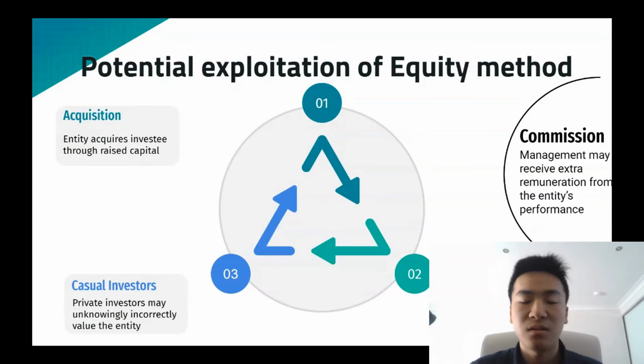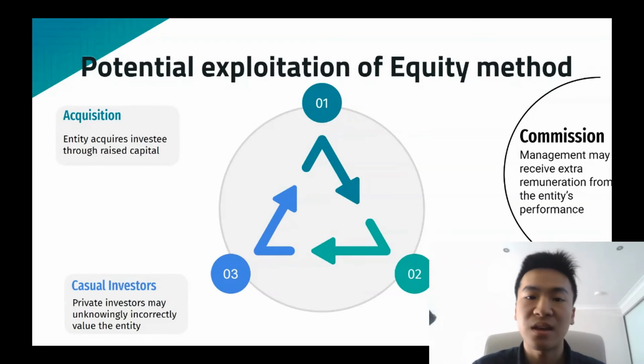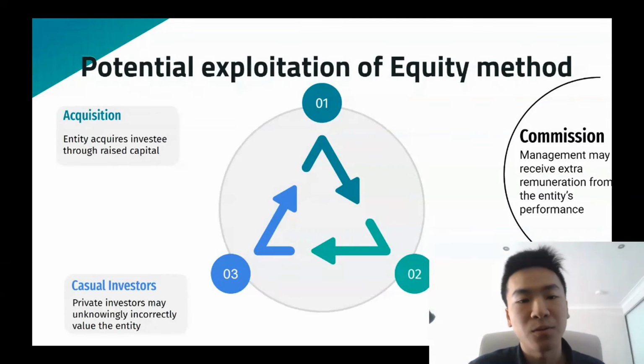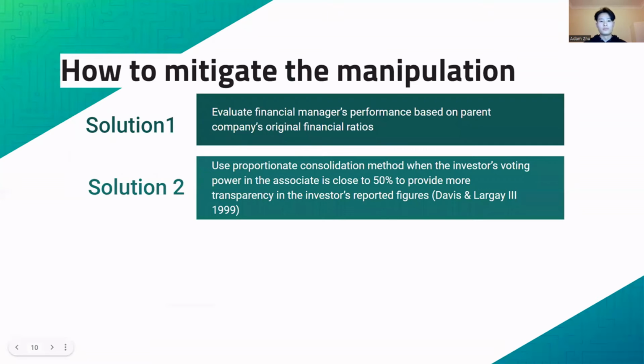Basically, this leads to more unknowing retail investors being somewhat misled in that they look at these metrics and think that they overvalue the company. This may lead to a higher share price. And obviously, as a consequence, management may receive extra remuneration because of this perceived increased performance. However, we all know that obviously they haven't improved, they've just bought another company. And this leads to more acquisitions because of the capital raised through generated share capital. So let's walk you through some solutions to mitigate potential manipulation.